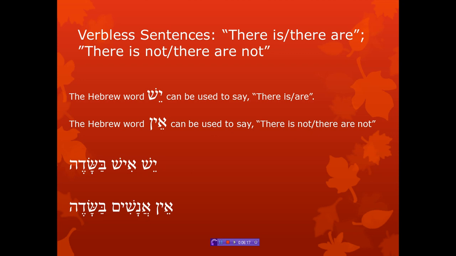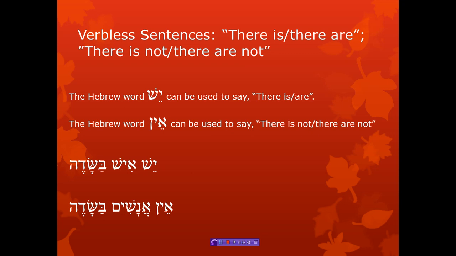And then the Hebrew word ein, this is the second one here, can be used to say there is not, there are not. It is used really to make the negative version of yesh. So there is not, there are not. Let's look at a couple examples.